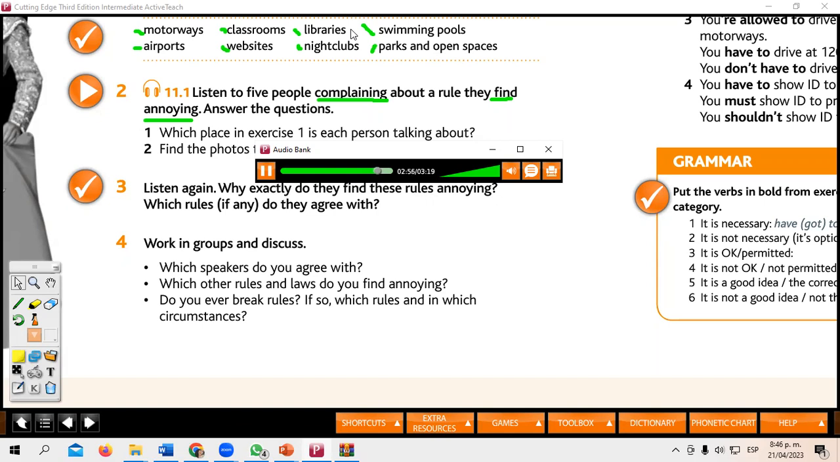5. One thing that really annoys me is having to show ID to go into nightclubs and bars. I'm 23 and I still have to show ID to prove that I'm over 18. It's ridiculous. People say I ought to be pleased that I look young, but I'm not. It drives me mad.